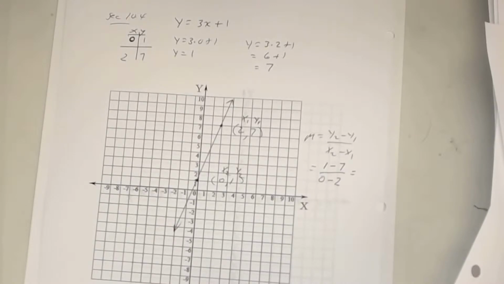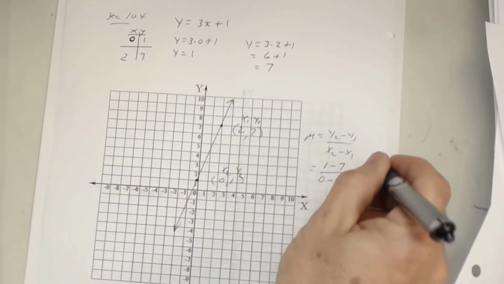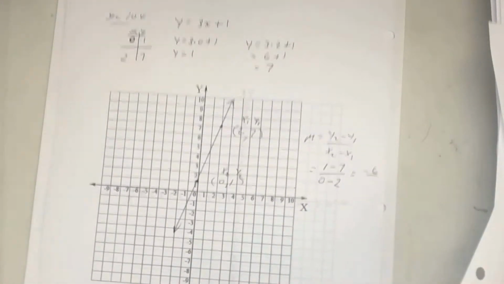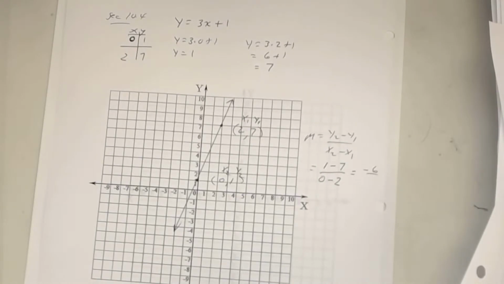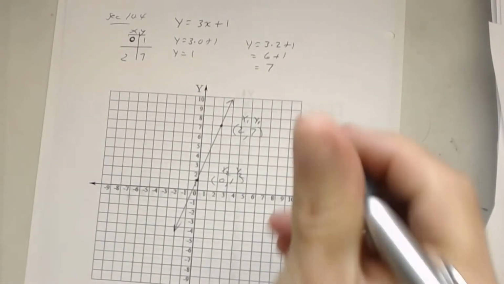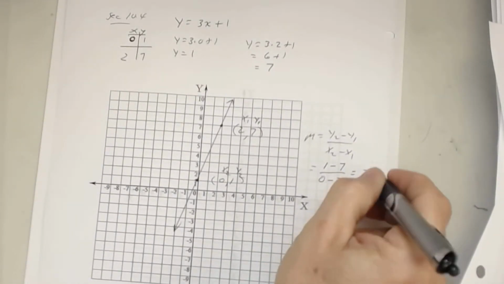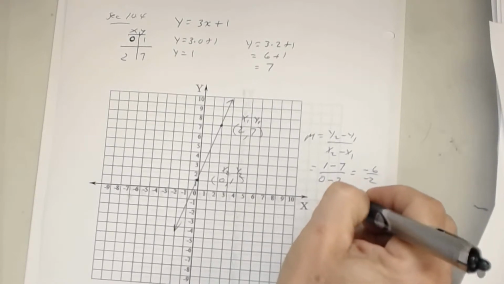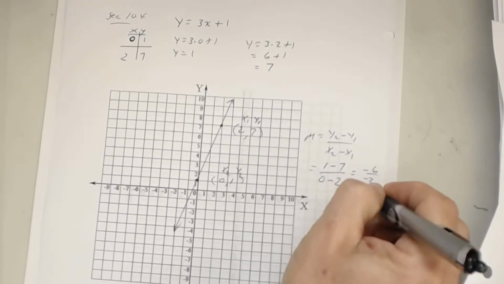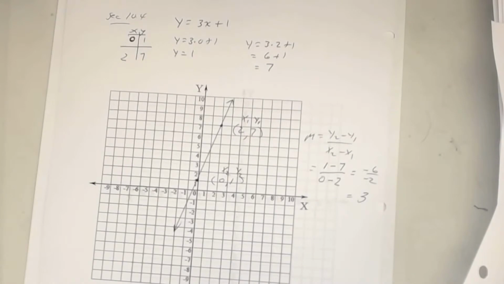Do I have access to calculators? So use it, please. Zero subtract 2 is not 2. Negative 2. And negative divided by negative is a positive. So what's the slope? 3. Slope is 3. Okay? Slope is 3.